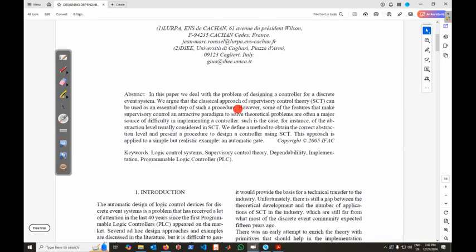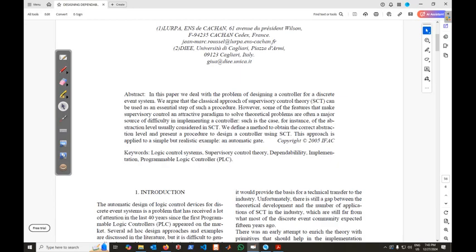The authors claim that some of the features that make the SCT, the supervisory control theory, attractive are also a source of difficulty in implementing the controller. So what is the contribution here? The authors define a method to obtain the correct abstraction level, and they present a procedure to design a controller using the supervisory control theory. In other words, the authors describe a systematic methodology based on supervisory control theory to develop a design of the programmable logic control that is needed to control an industrial system. So this was the abstract.